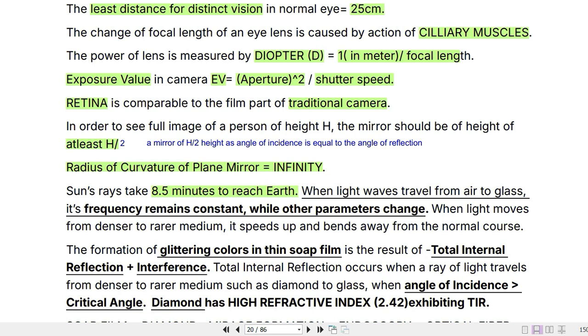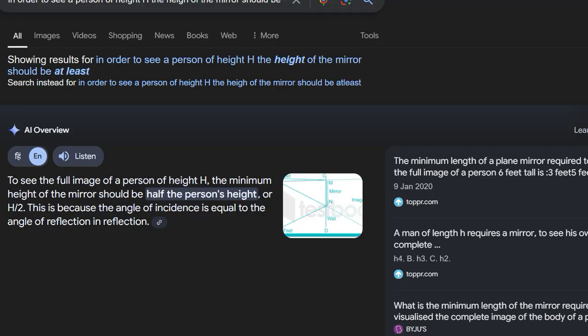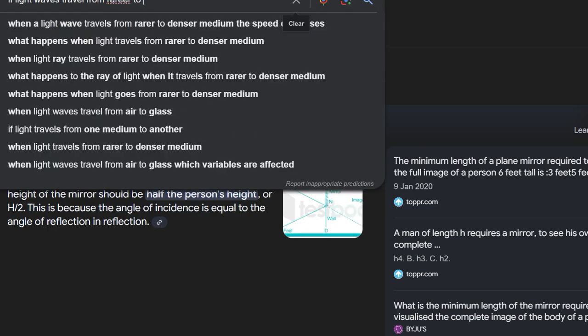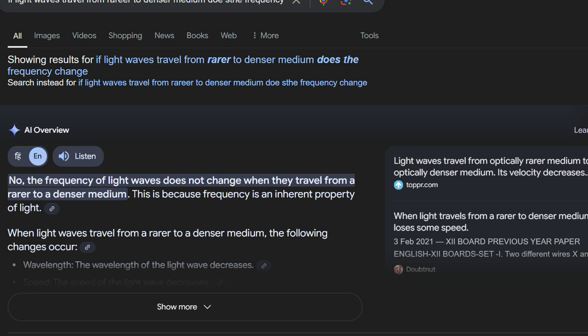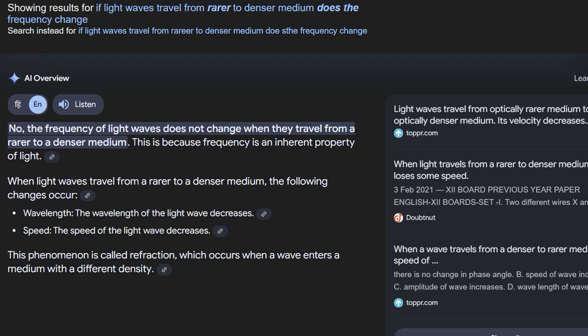Or if we were to generalize that statement, let's ask: from rarer to denser, does the frequency change? The AI says no, the frequency of light waves does not change when the ray travels from a rarer to denser medium, because the frequency is an inherent property of light. When light travels from a rarer to denser medium, its wavelength decreases and the speed of the light wave decreases.